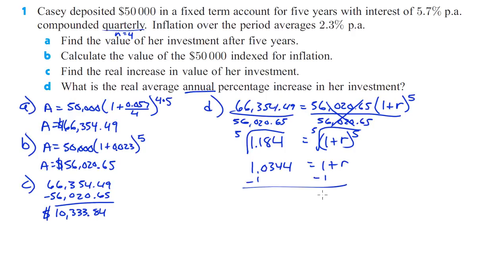Subtract the 1 from that, and we get that the rate is 0.0344, or the rate then as a percent is going to be 3.44%. That would be the actual interest that she's earning if you factor in the inflation amount. All right? Okay, that's a good one.